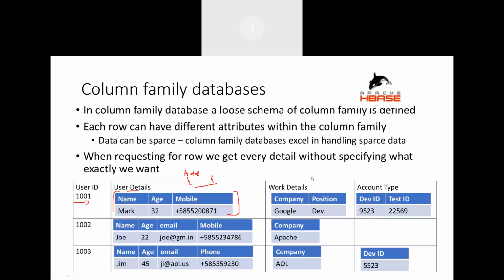This is the main part till now. So is this okay? Is this understandable? This column family is fine.